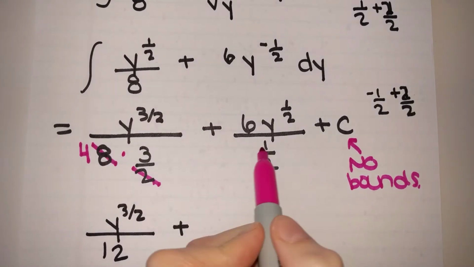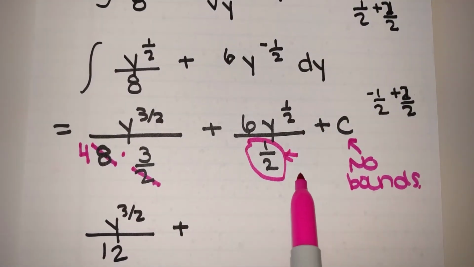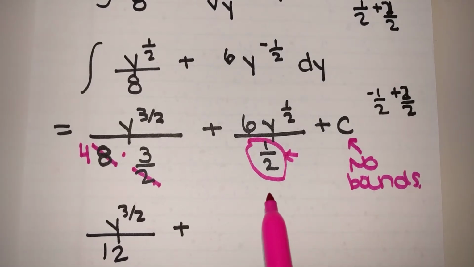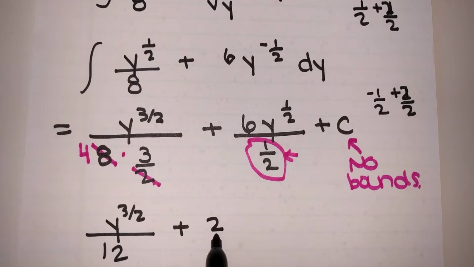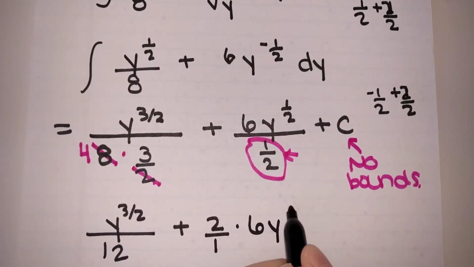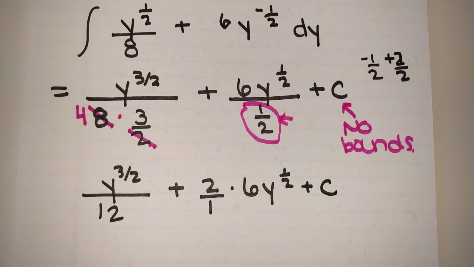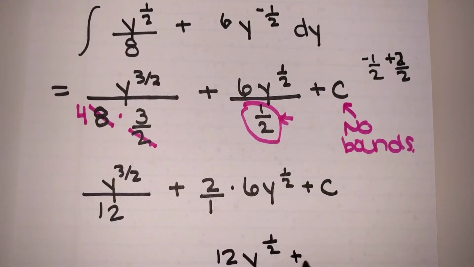Plus, now over here nothing cancels out in this denominator, so because we have a fraction in the denominator, we are going to flip it. So if I flip 1/2, I'm going to have 2 over 1, and then I still have the 6y to the 1/2 plus c. So then finally, what I would do is just multiply the 6 times the 2, and I would get 12y to the 1/2 plus c plus y to the 3/2 over 12.